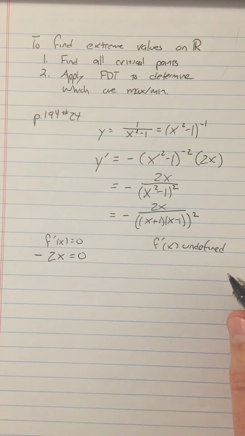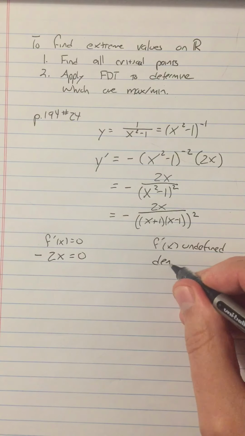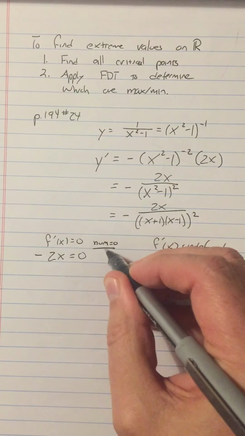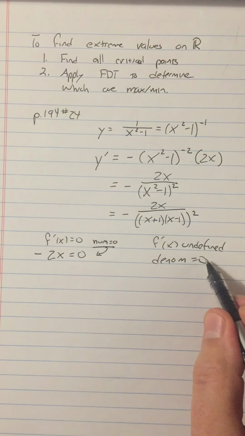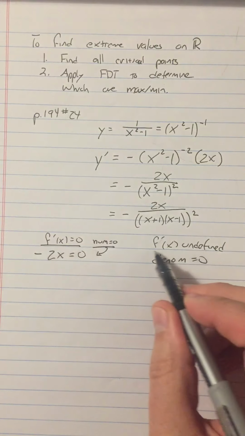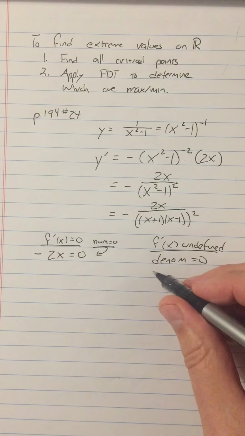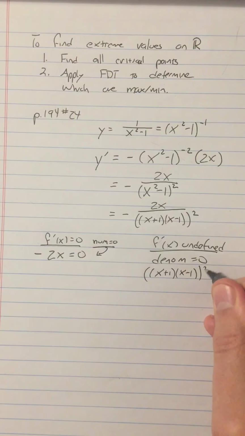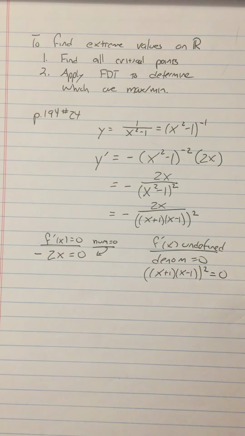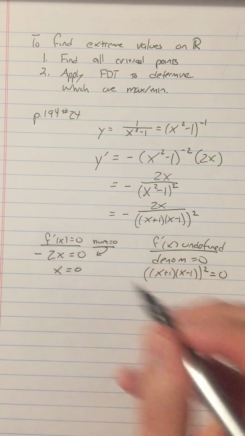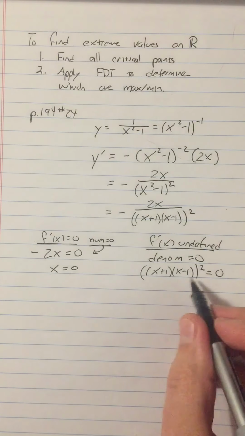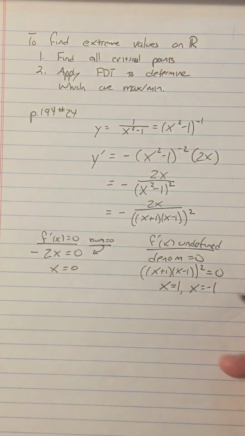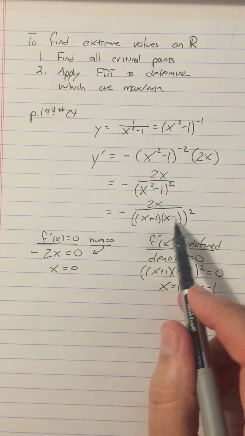F prime of x is undefined where the denominator equals 0. So the numerator equals 0 gives us x equals 0. That's where f prime of x equals 0. For f prime of x undefined, we're going to say where the denominator equals 0. So that's where x plus 1, x minus 1 squared equals 0. And I can see that this is only going to be 0 if either x equals 1 or x equals negative 1.